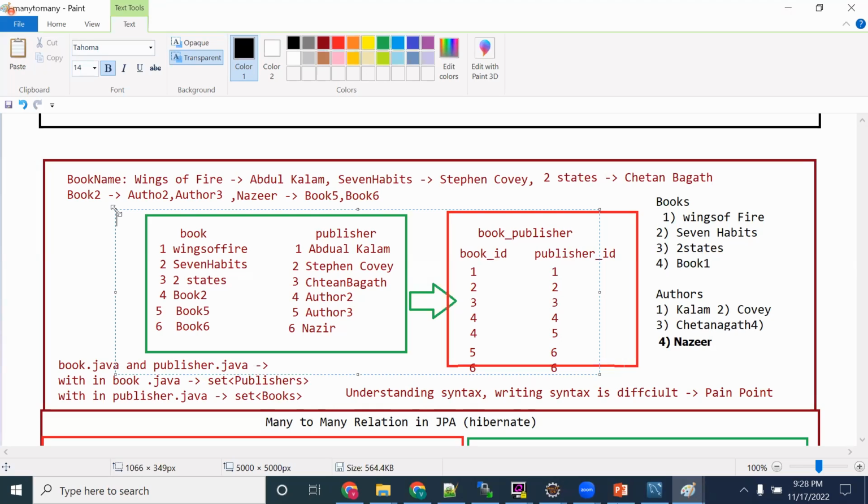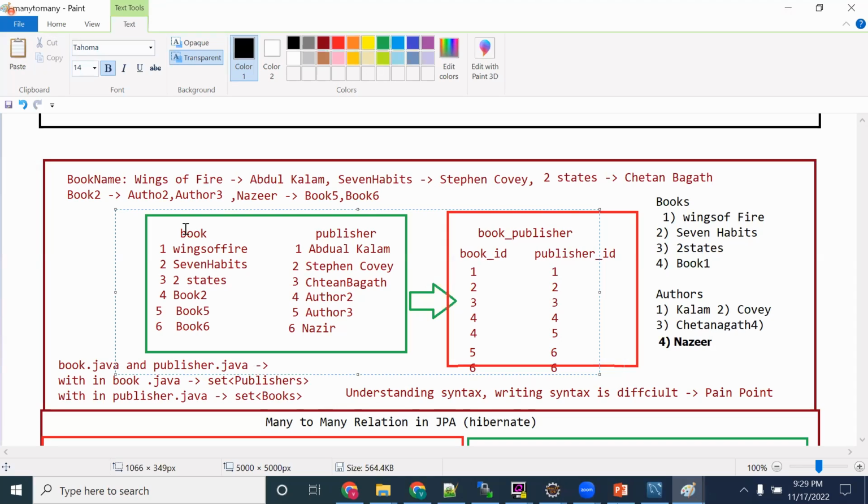We can use joins, but first of all, we need to save the data. Joins are typically useful for retrieving data; for saving, we don't require any joins. First, I need to insert into the book table. Next, I need to insert into the publisher table. And I need to get the primary key of book and the primary key of publisher, and insert both at the same time.